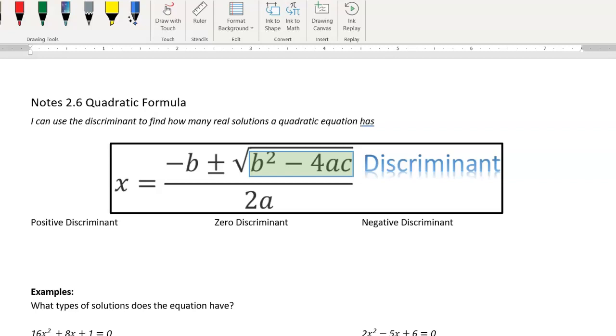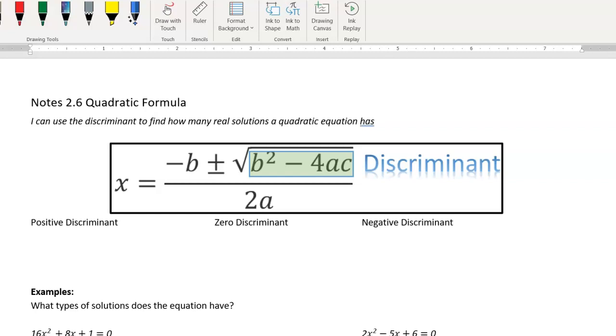It's opposite of b plus or minus the square root of b squared minus 4ac, and all of that's divided by 2a. Now if you're wondering what's all this a, b, and c about, remember that's from standard form. In standard form, the coefficients are ax squared plus bx plus c.